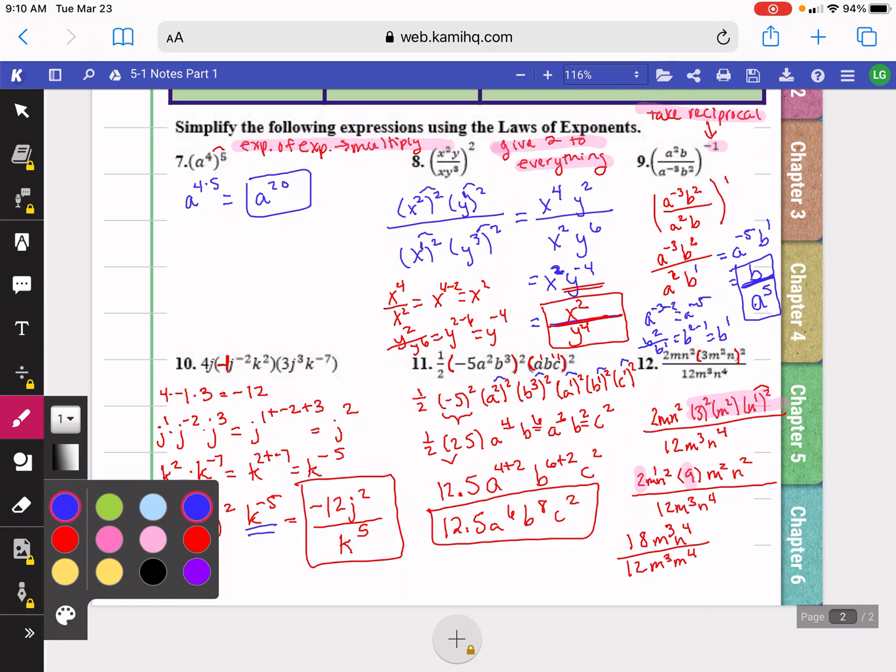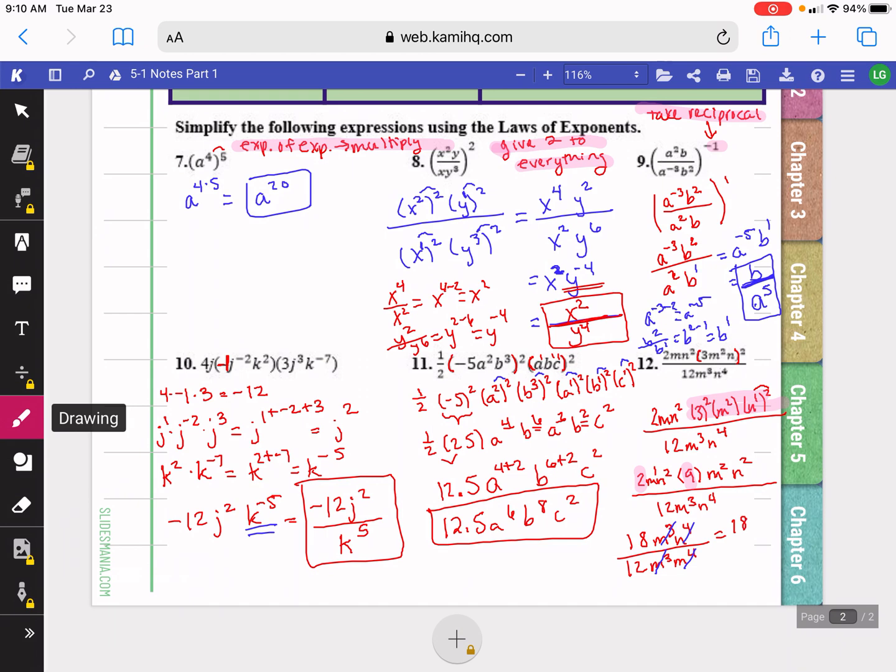Now it's a division problem, so normally we would subtract exponents. But if you notice here, these are the same, m cubed and m cubed. So they cancel, n to the 4th, n to the 4th cancels. So we're left with 18 over 12. And we can just simplify that. If I divide those numbers by 6, it becomes 3/2 or 1.5. Either answer is correct.